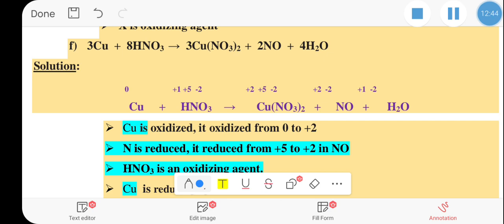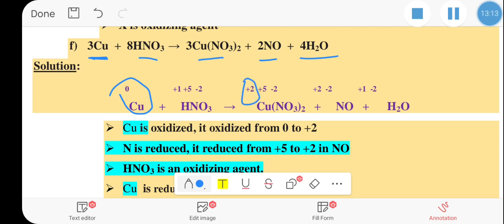Question number 6: copper reacts with nitric acid to produce copper nitrate, nitrogen monoxide and water. This question was done above before this exercise, and let us do it. Now, the oxidation number of copper is 0 in the reactant side. The oxidation number of copper is plus 2 in the product side. It is oxidized, therefore copper is oxidized from 0 to plus 2.